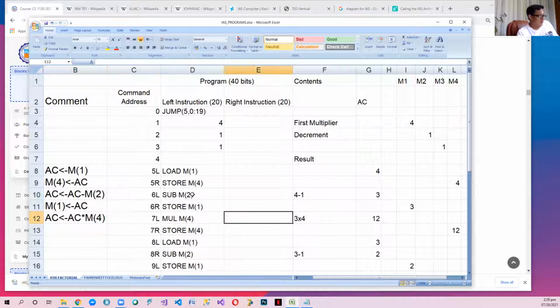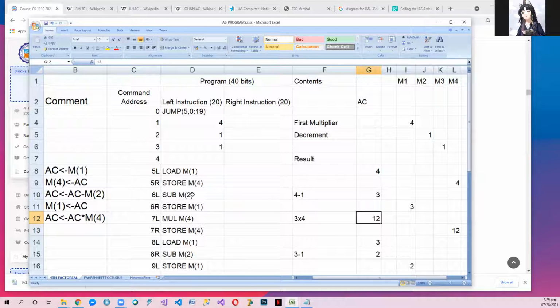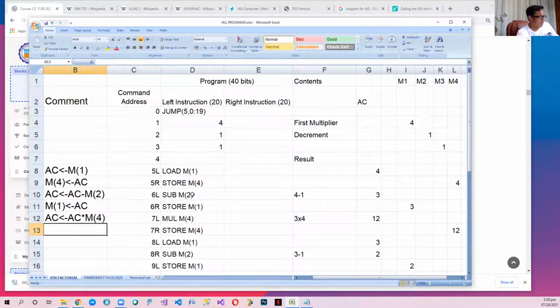So, what is M4? M of 4 is 4. M of 3, the accumulator, is 3. It was 4 minus 1. So, AC receives 3 times 4. So, 3 times 4 becomes 12. And we say store M4. What do we mean by this? M of 4, which is our next partial product, receives AC.